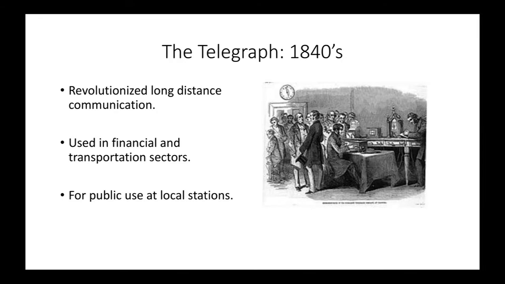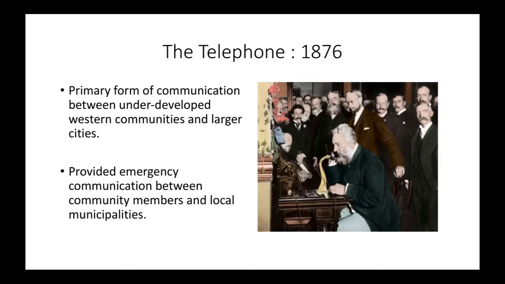That all changed going into the late 1800s and early 1900s, when Western expansion, due to the gold rush, created a demand for faster communications between undeveloped communities and bigger cities. Alexander Graham Bell solved this problem by inventing the telephone, which could send voice transmissions. And the cost of the transmission itself became less expensive than the telegraph.